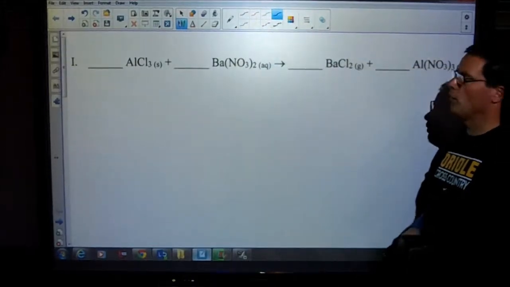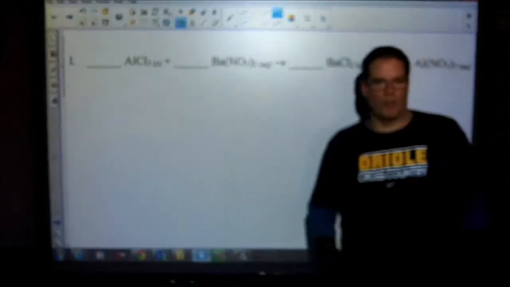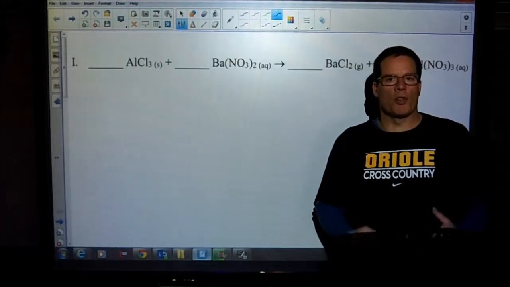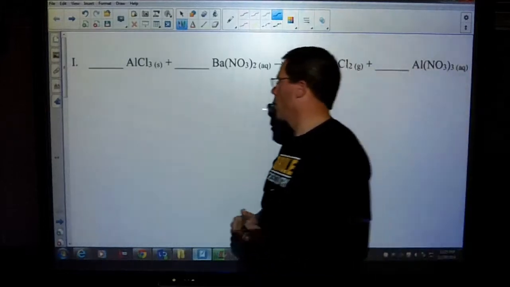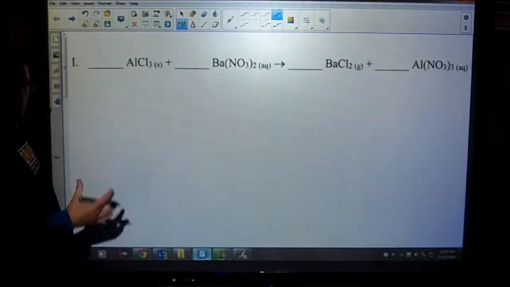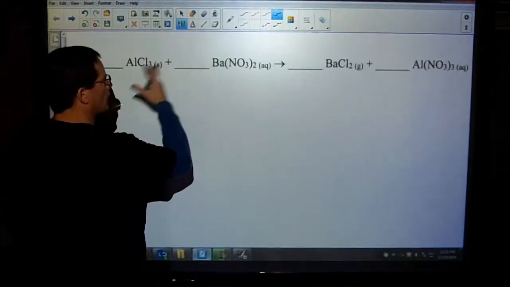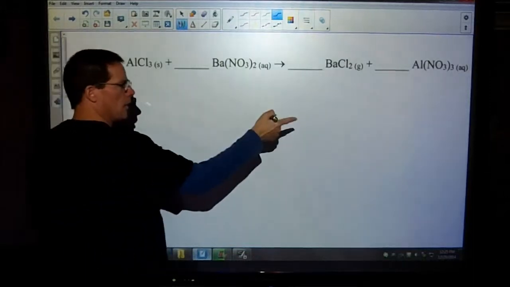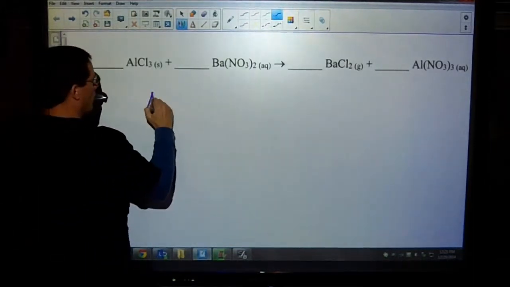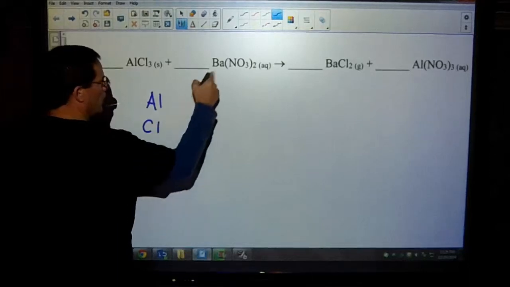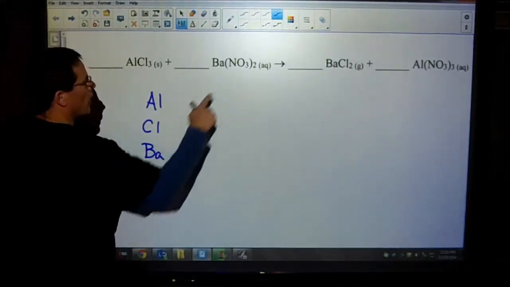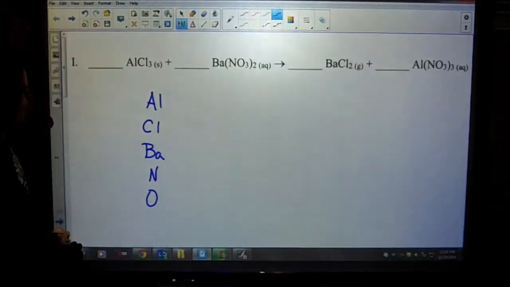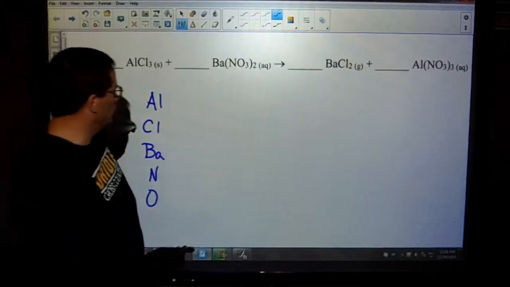Alright, so looking at the first example, since we're starting out for our first time balancing chemical equations, probably the best way is to do what's called the inventory method. What that means is I want to write down all the elements that are on the reactant side, and also write down all the products. It doesn't matter what order, but I like to keep them in the same order when doing this. So I have my aluminum, chlorine, barium, nitrogen, and oxygen. Those are the 5 elements that are on the reactant side.